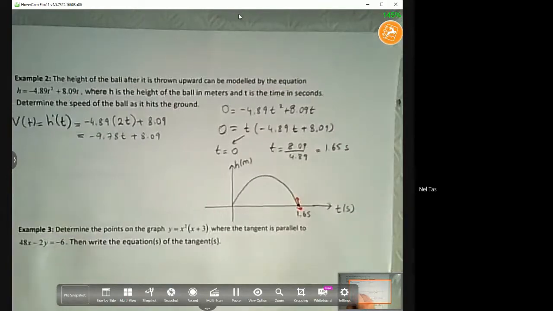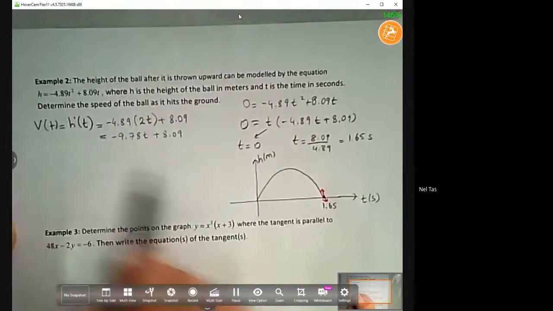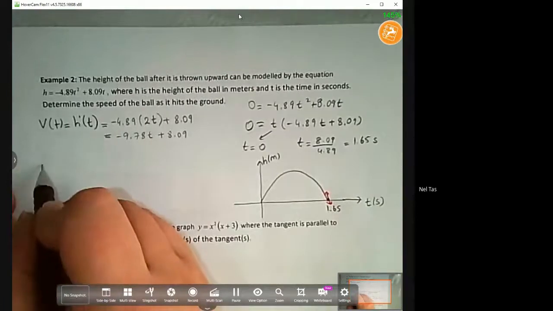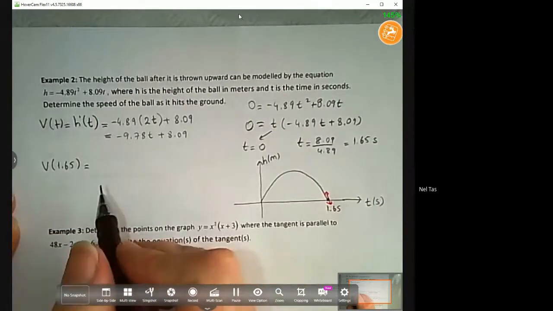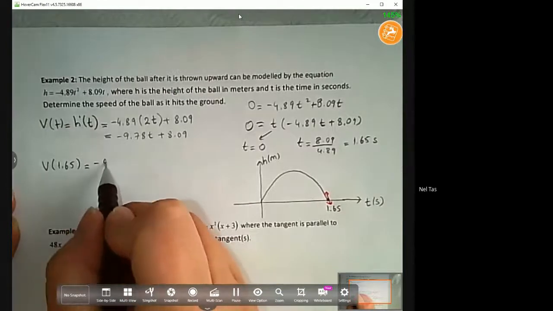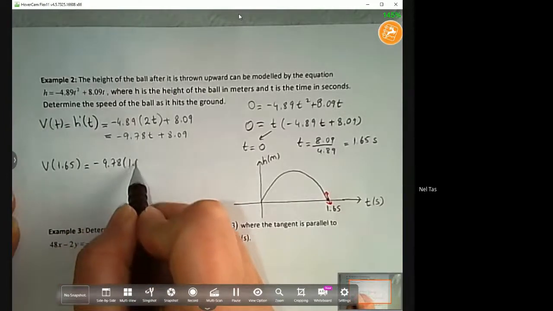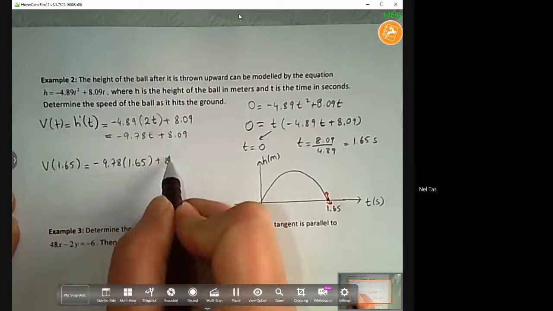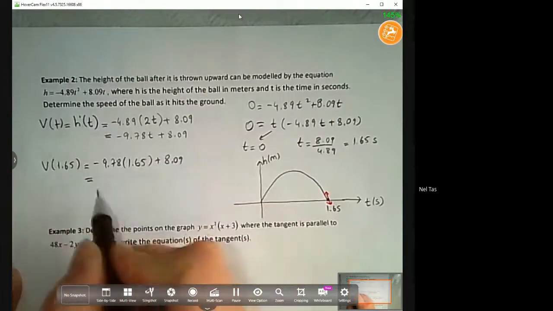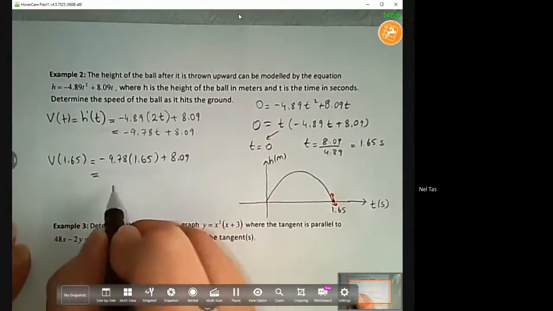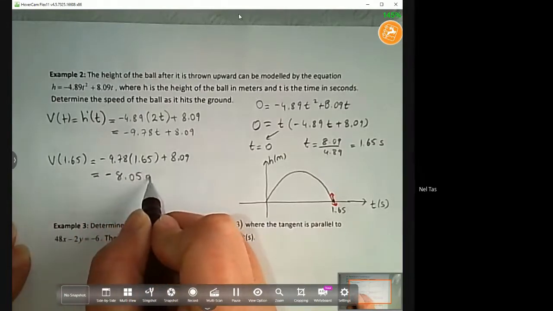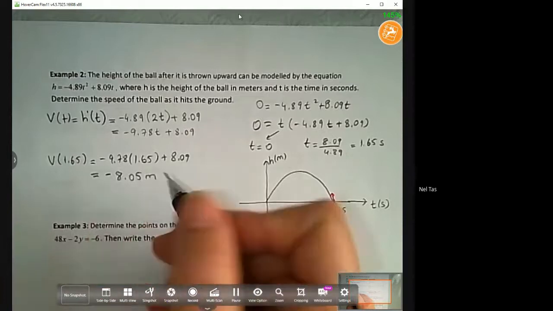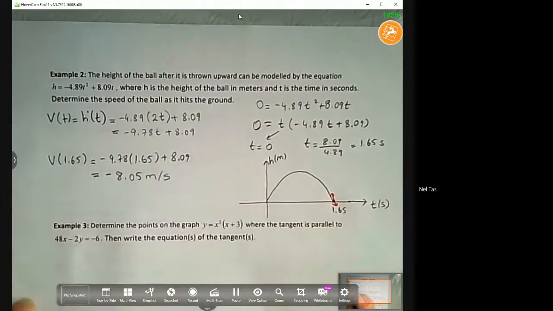Okay, so now we can take that time, sub it in the velocity function, and calculate. So negative 9.78 times 1.65 plus 8.09. And if you do these calculations, you get negative 8.05. And velocity is in meters per second.